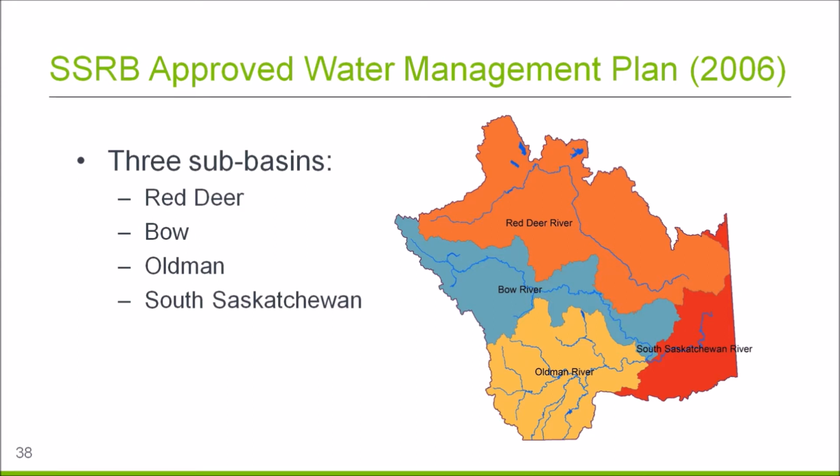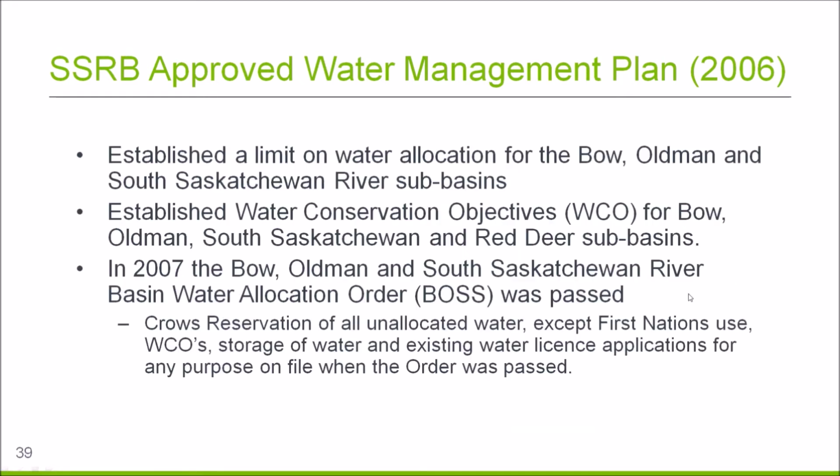has 4 subbasins: Red Deer, Bow, Oldman, and South Saskatchewan. You can see in the map a sort of color code for the different subbasins. What is important for that water management plan is that when it was first approved in 2006, it basically established a limit on water allocation for the Bow, Oldman, and South Saskatchewan River Basin.